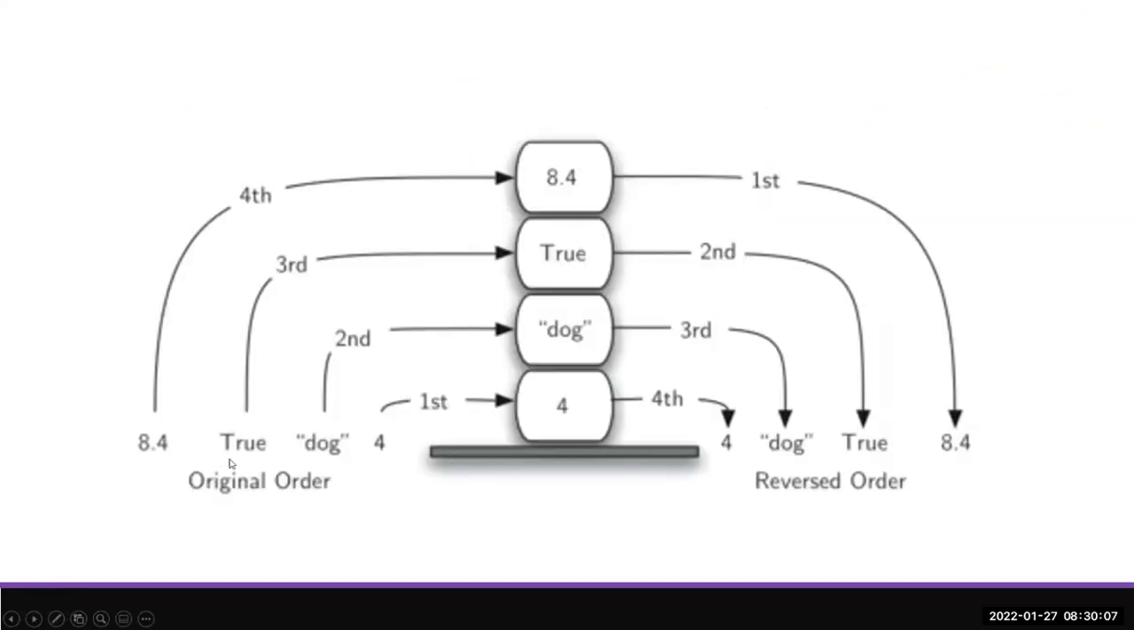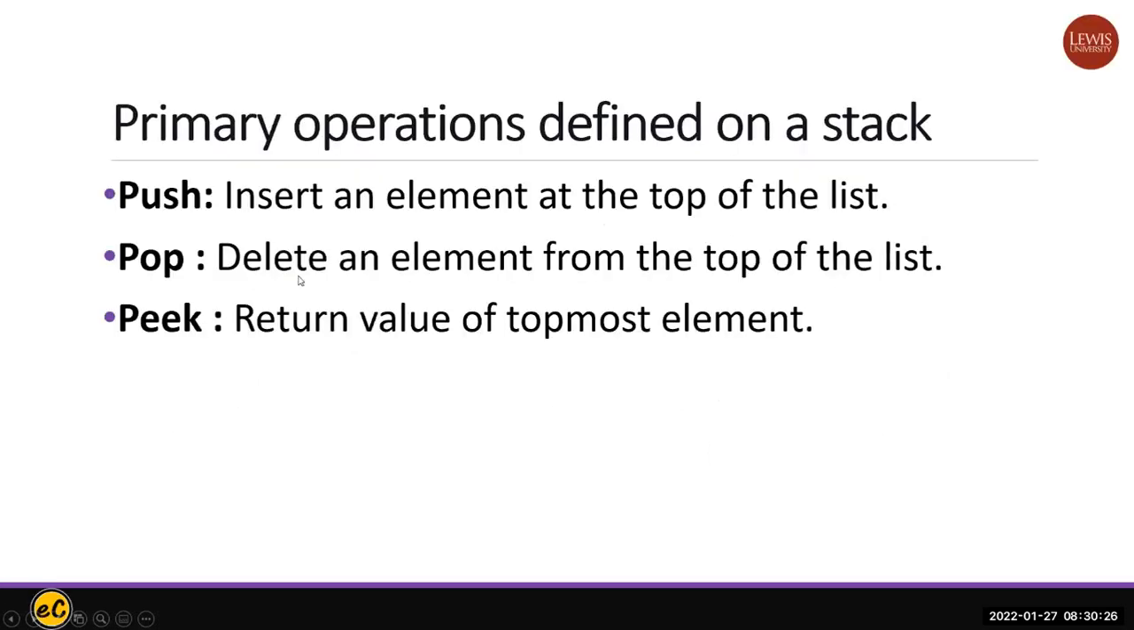So here we have the original order: 4, dog, true, and 8.4. And we push them in there, 4 and dog and true and 8.4. And we pop them now. 8.4 will be popped out first, and then true, and then dog, and then 4. That's the reverse order. So the primary operations defined on a stack are push, pop, and pick. A push is putting the data on top of the list. A pop is popping the data from the top of the list. A pick is reading the value of the top element.